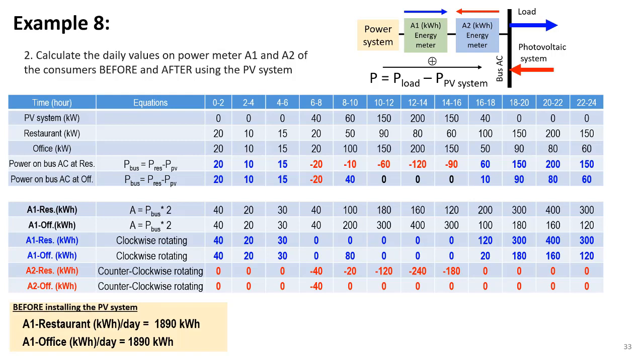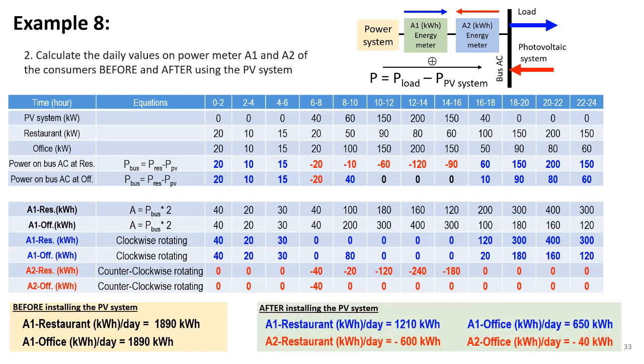The next four rows give the fact that in a day, the restaurant takes 1,210 kilowatt hour from the grid and returns 600 kilowatt hour back to it, while the office takes 650 kilowatt hour from the grid and returns 40 kilowatt hour back to the grid. This means that although the total energy amounts that the two customers consume are the same, the restaurant consumes more and also returns more energy.